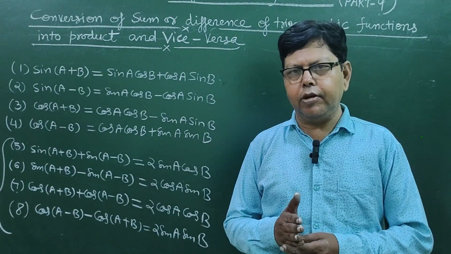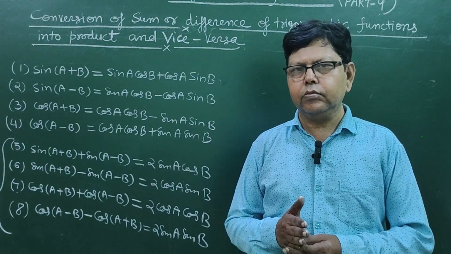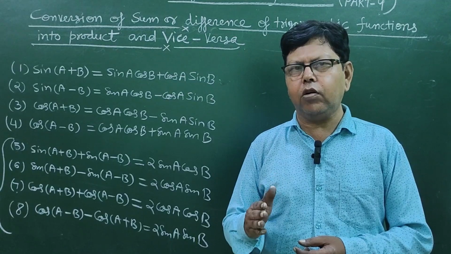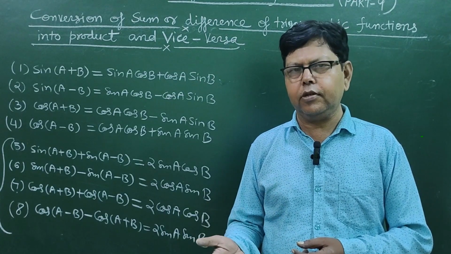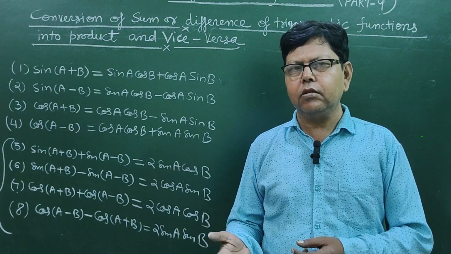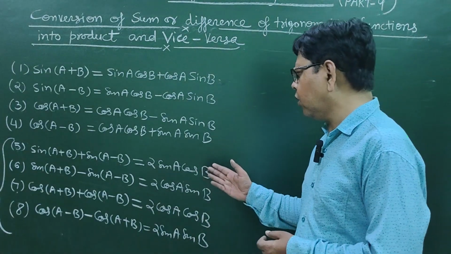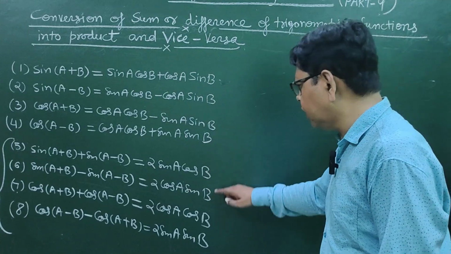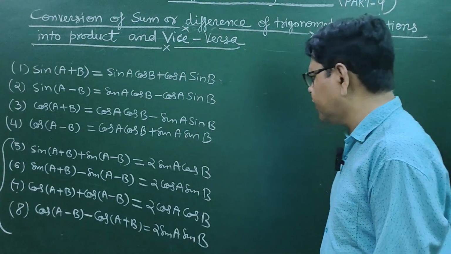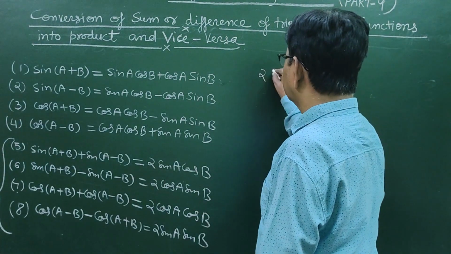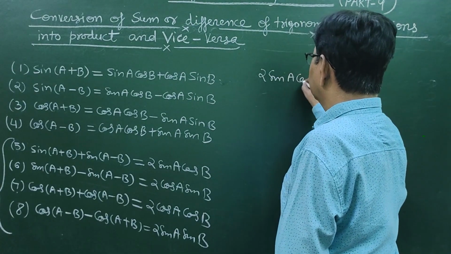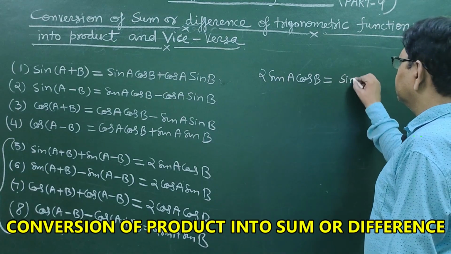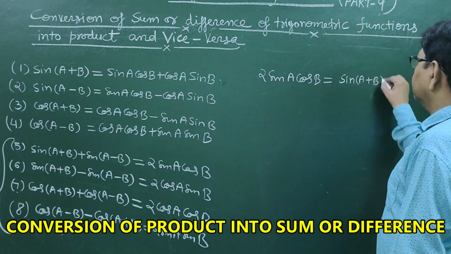In the earlier derivations, I converted the sum of sine or cosine into the product. Now I will write the product in terms of sum. So we have already used these results in the previous derivation. So I can write 2 sin a cos b as the sum of sin (a plus b) plus sin (a minus b).